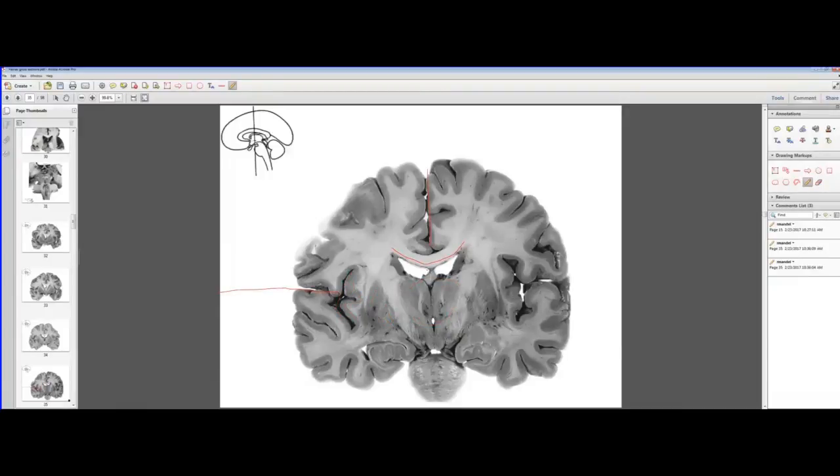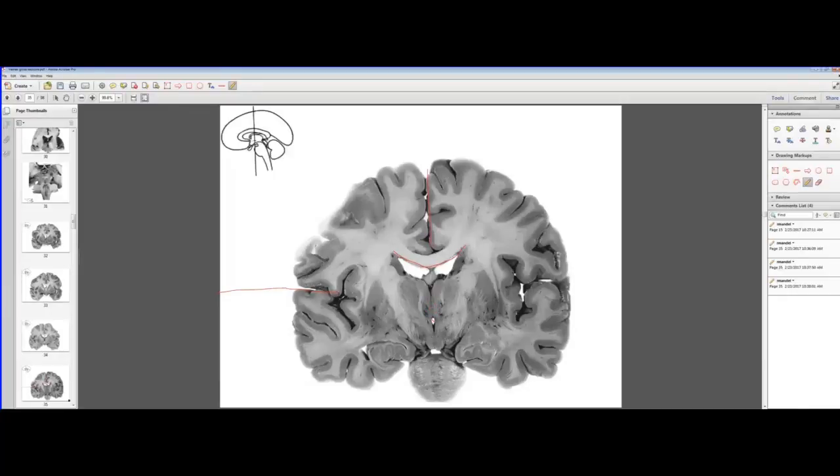We've moved posterior to where the columns of the fornix are going down in the brain, and this is the fornix now going under the corpus callosum on top of the third ventricle, which is here and here. There's a little opening of the third ventricle here, and this tissue in the thalamus that interrupts the third ventricle is the massa intermedia, or the interthalamic adhesion.